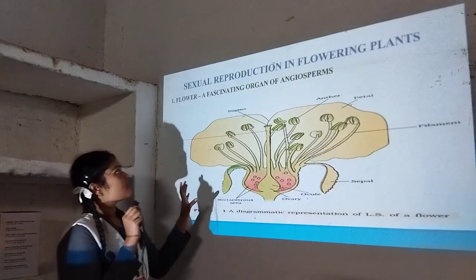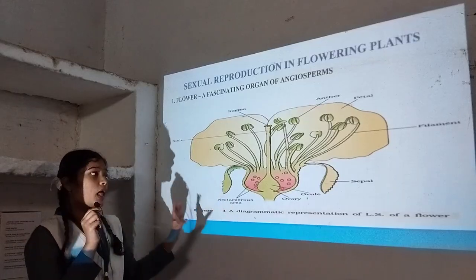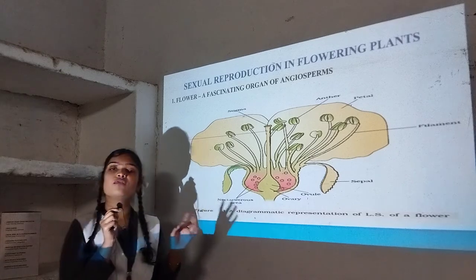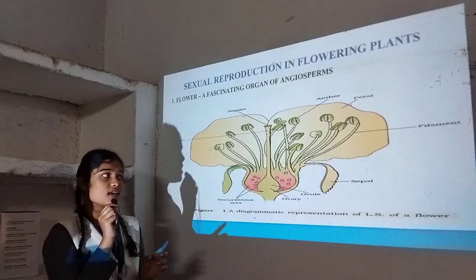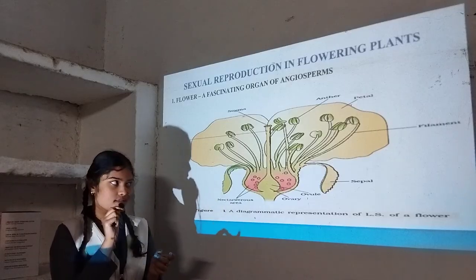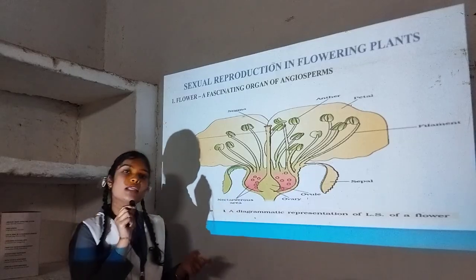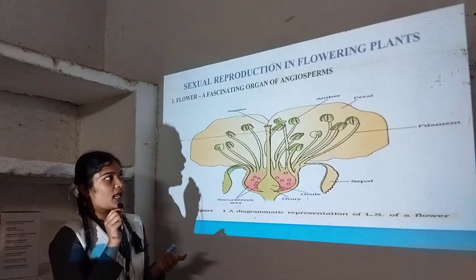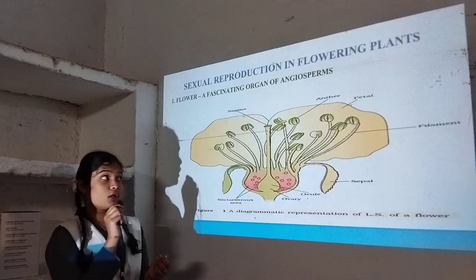So, this is a fascinating organ of angiosperm known as a flower. This flower is a modified shoot and consists of four whorls. The first whorl is known as calyx, and the unit of calyx is sepal, which helps in the protection of the flower in the bud stage. Then the second whorl is known as the corolla. The unit of the corolla is the petal. The petals are generally colorful and enlarged to attract the insects for the pollination.